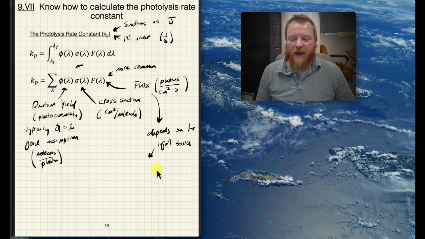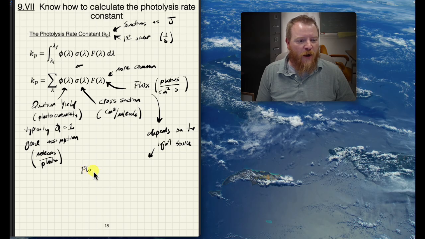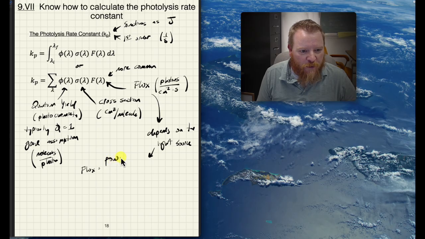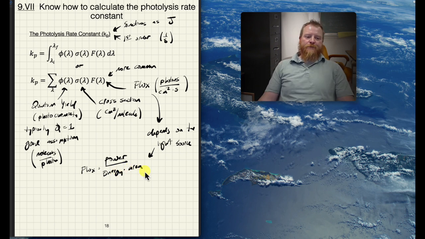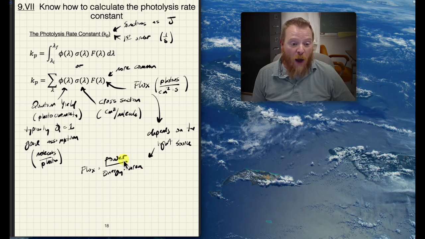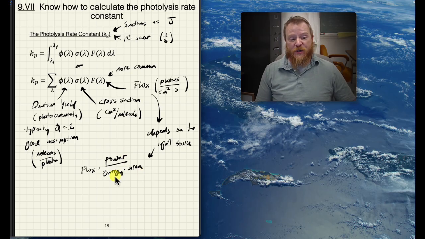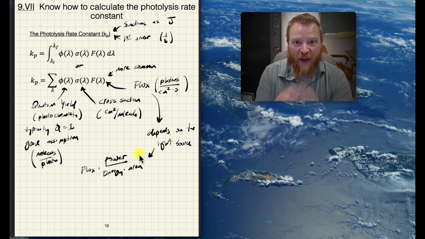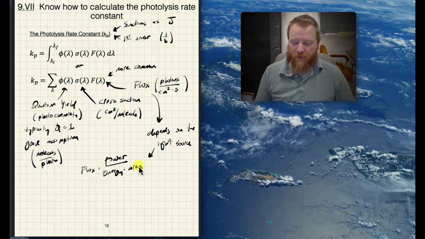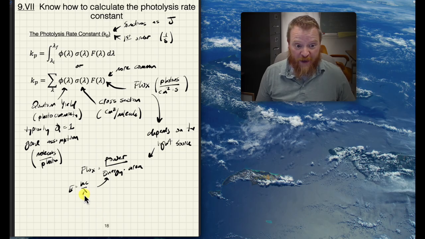And so the way that flux is calculated is the following. I don't have a fancy formula for it, I just like to say it's power over energy times area. So power is going to depend on the light source. Energy is going to depend on the wavelength. And area is going to depend on how much area the molecule is illuminated by. For example, the energy is calculated from hc over lambda. So that's where the wavelength matters.